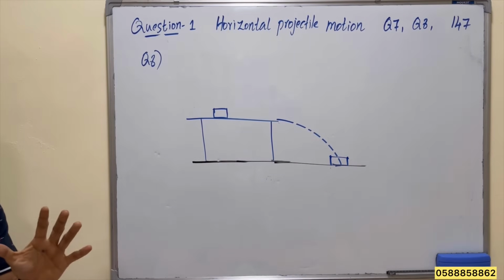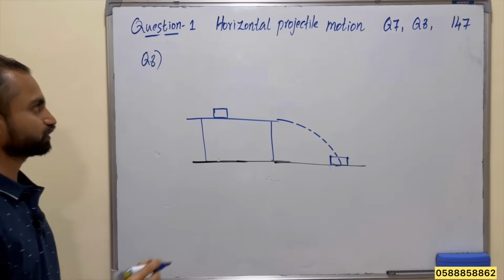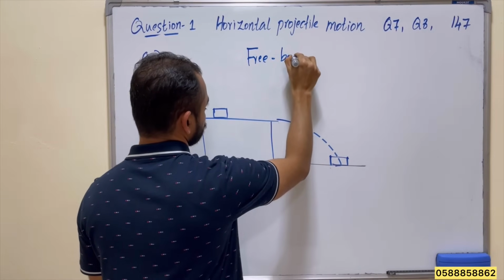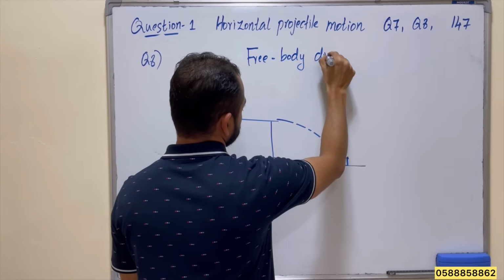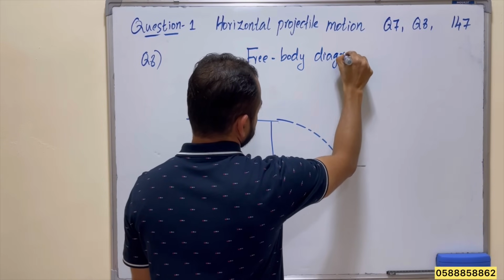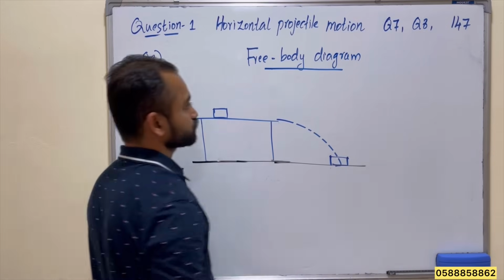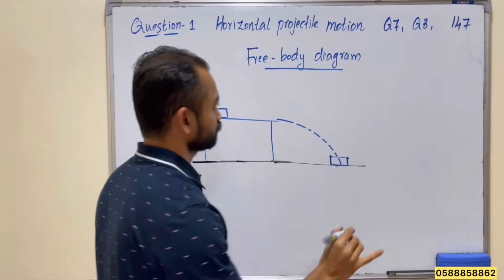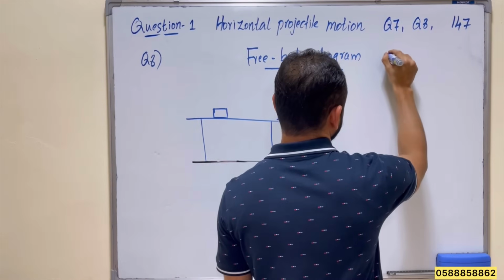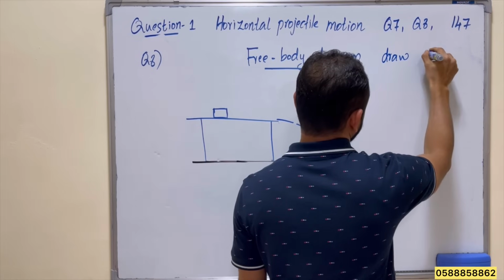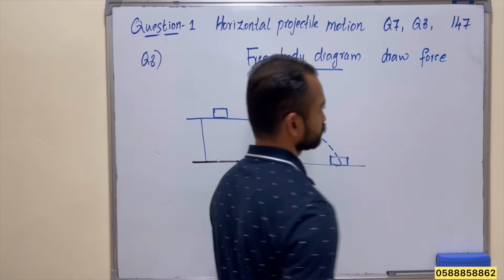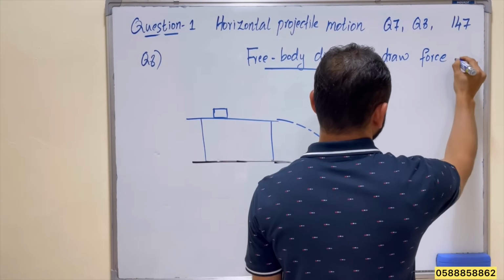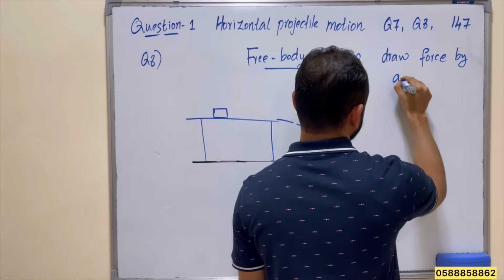First we will draw the free body diagram. What is the meaning of free body diagram? Free body. What is the meaning of free? Different meaning here. Free body diagram. So in a free body diagram, we draw forces. How to draw force? Just by drawing an arrow.